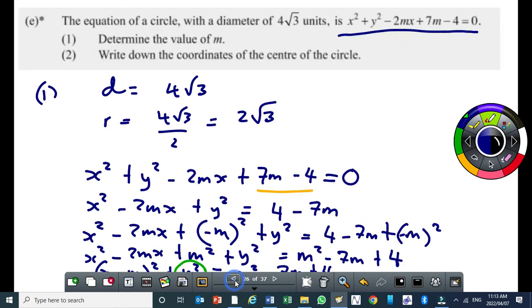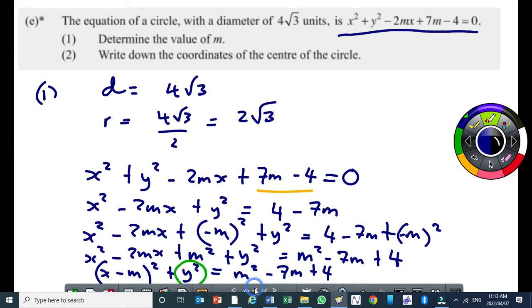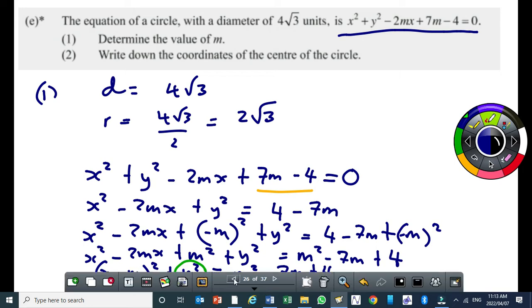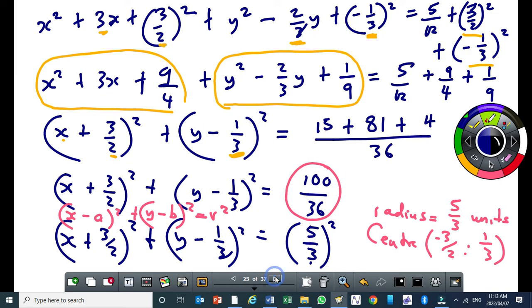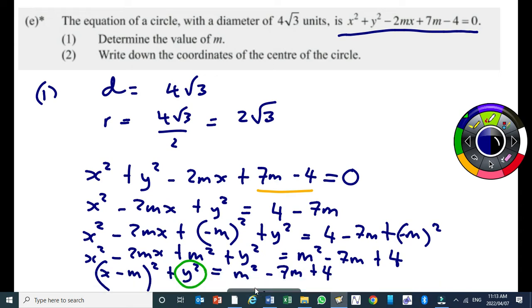But then the same r squared from the equation is equal to m squared minus 7m plus 4. So I just have to equate the two. Is this making sense? We've got our standard form of the equation of the circle. The right hand side is equal to r squared. We've got our value for r as 2 root of 3, so we just square that 2 root of 3, then we'll get the value of r squared. We equate that value to the expression on the right hand side. Is that making sense?